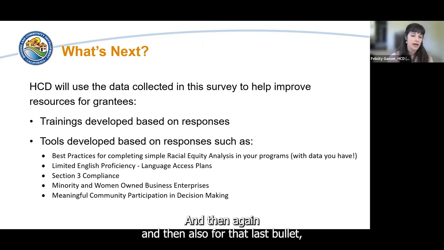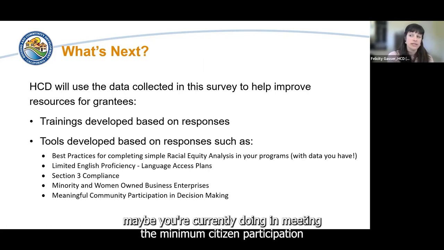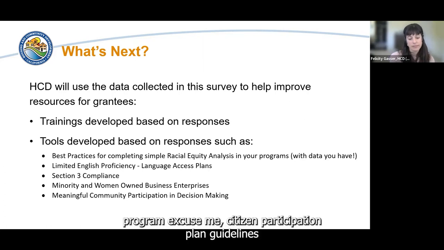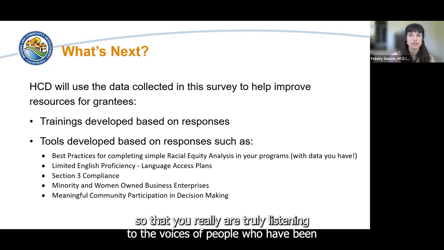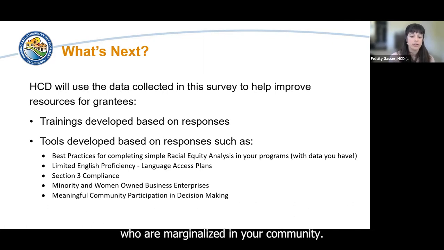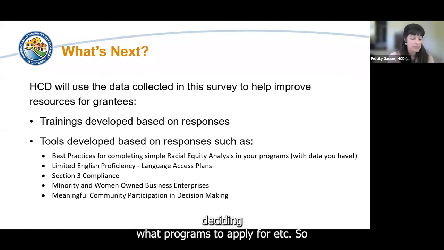And then also for that last bullet, what could you do that goes a little bit beyond what maybe you're currently doing in meeting the minimum citizen participation plan guidelines, so that you really are truly listening to the voices of people who are marginalized in your community when you're making your program decisions and designing your programs, deciding what programs to apply for, etc.